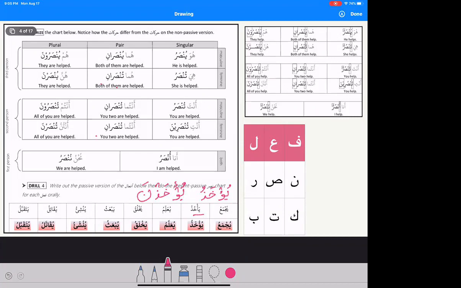Now yu'allimu will become yu'allamu. So this kasra is going to change into fatha. So huwa yu'allamu, huma yu'allamani, hum yu'allamuna, hiya tu'allamu, huma tu'allamani, and hunna will be yu'allamna.